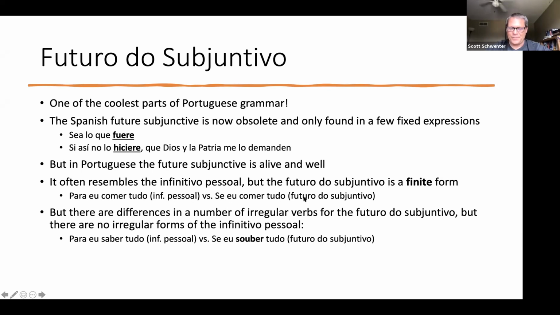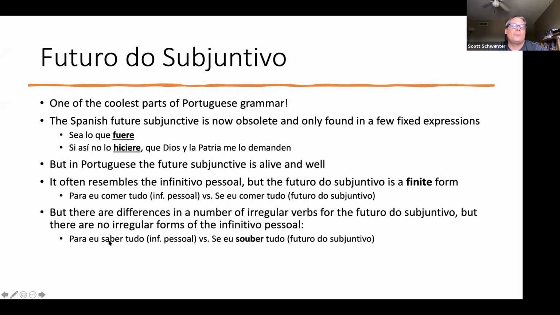This is the future subjunctive. There are differences in a number of irregular verbs for the future subjunctive, but there are no irregular forms of the infinitivo pessoal. So they're all regular. There's nothing weird with them.